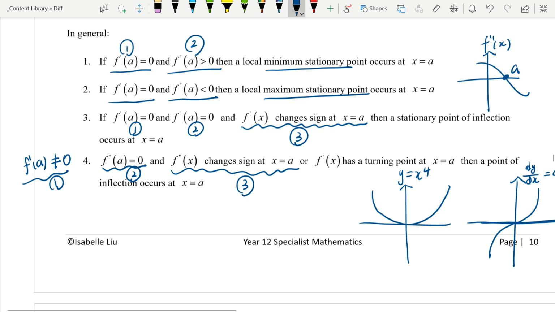Only second derivative equals 0 is not enough to say it's a point of inflection. It can be just nothing, not anything special. So you must satisfy first derivative not equal to 0, second derivative equals 0, and change sign. Change sign is very important for the first derivative.